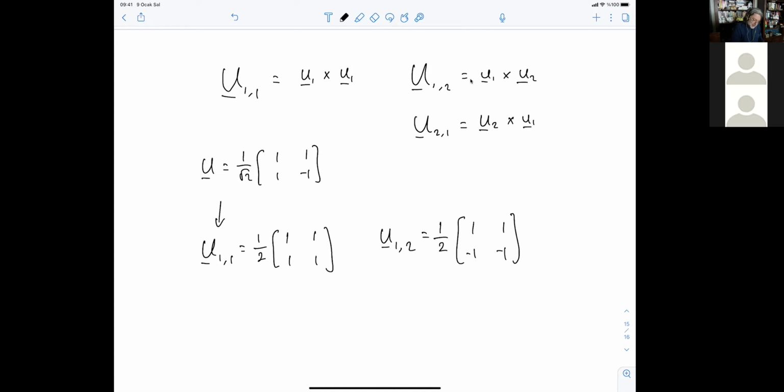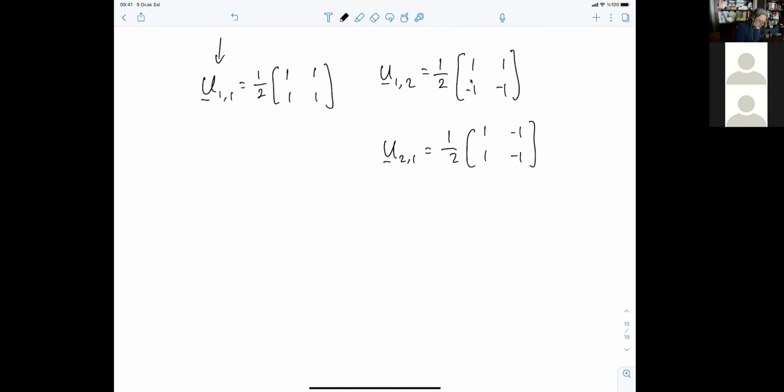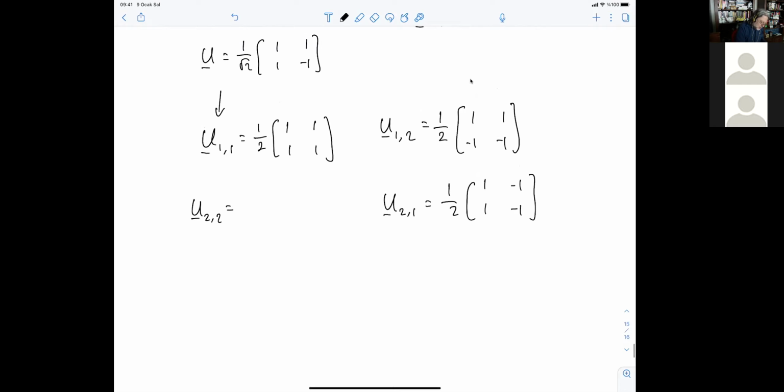But if one of them is U1, 2, what I know is that the other one is automatically U2, 1, which will give you 1 over 2, 1, 1, minus 1, minus 1. So this will be the transpose of the other, but I don't know which is which. I don't remember which is which. And finally, U2, 2 will correspond to the cross product of 1 minus 1 with itself, which I know the result to be equal to 1 over 2, 1 minus 1 minus 1, 1.